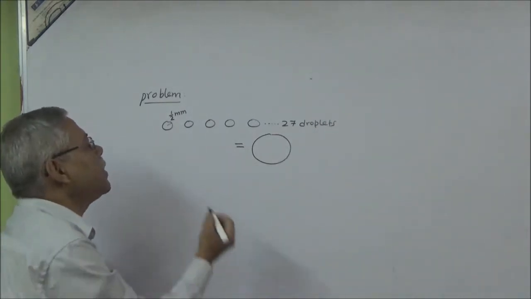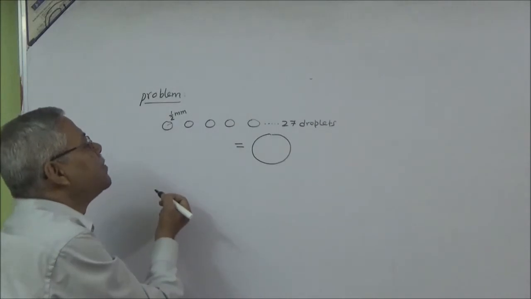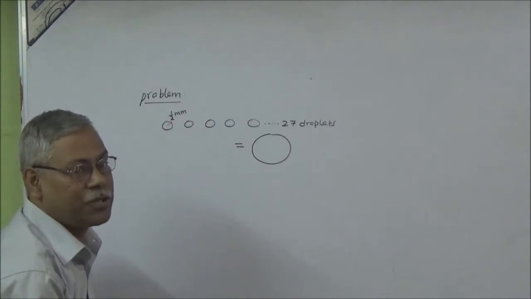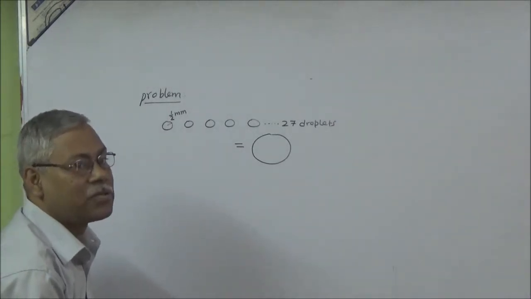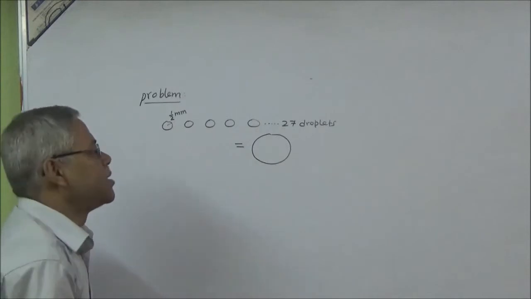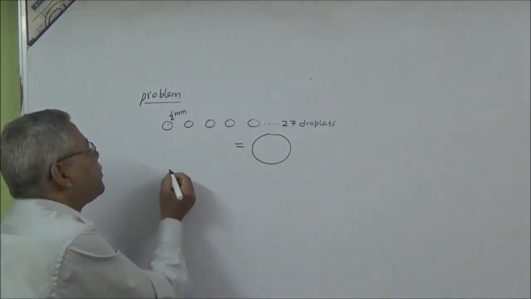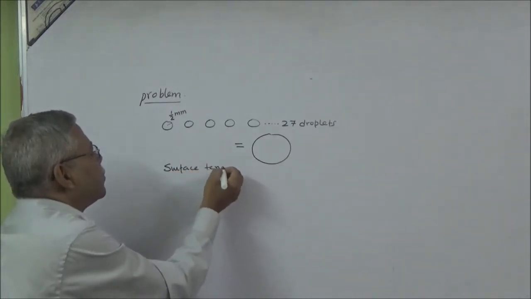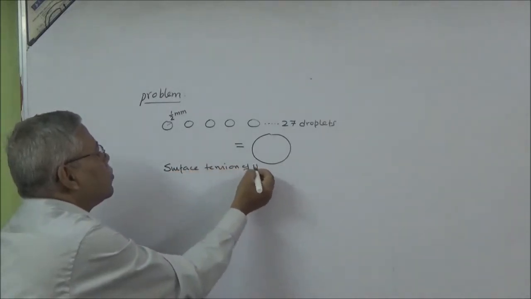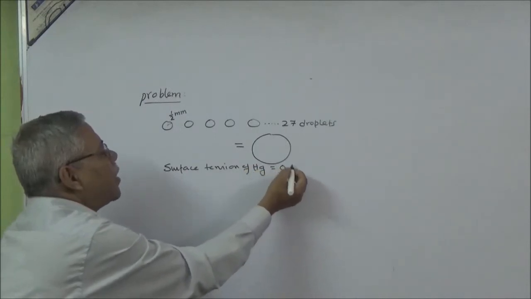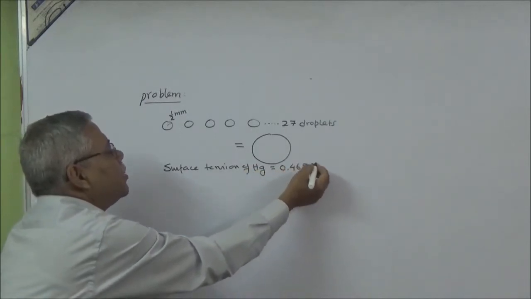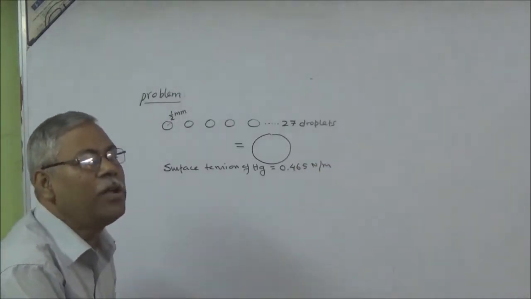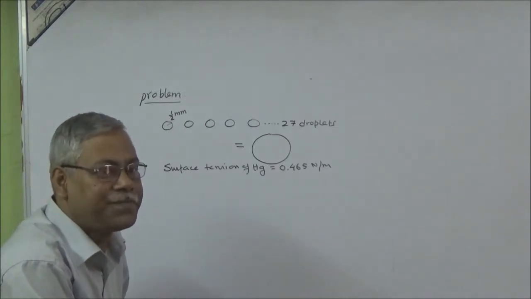Question is, find the heat produced due to this. Surface tension of mercury is given: 0.465 Newton per meter. Why will heat be produced?